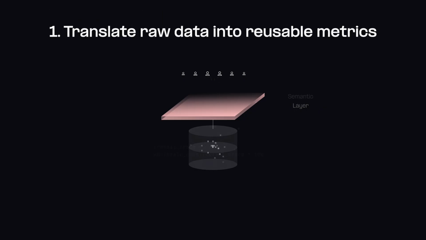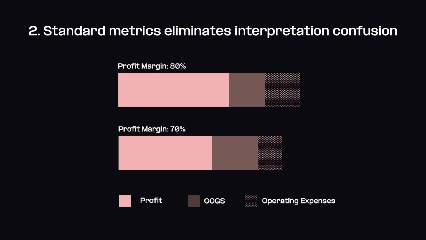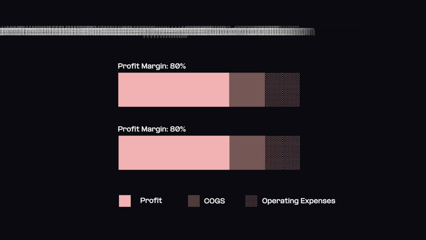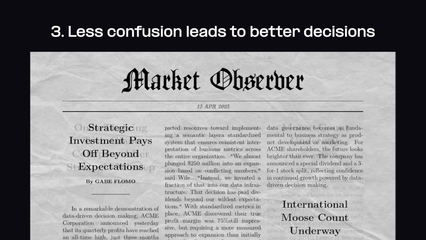So in order to keep this all in your head, I made you a checklist. Semantic models translate raw data into reusable metrics and business logic. Using standard metrics eliminates interpretation confusion, and less confusion leads to better decisions overall. And I think we all want to make better decisions in life.